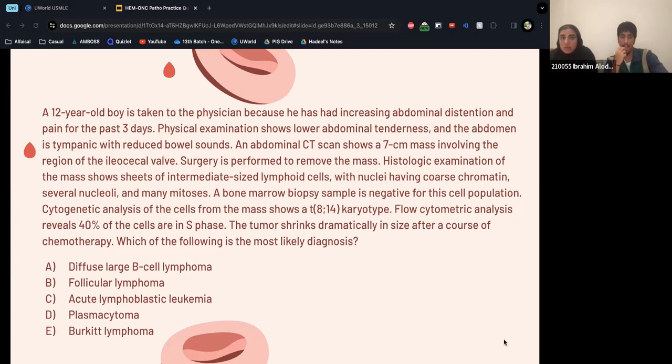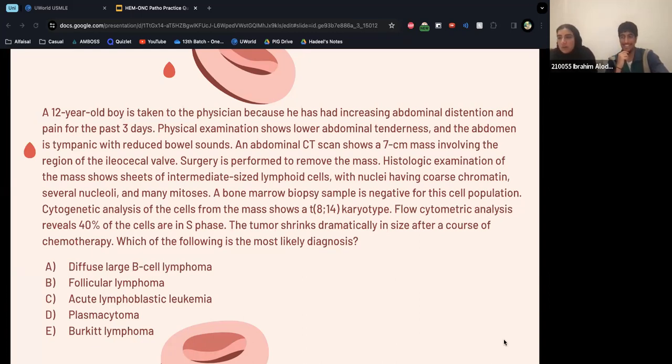Histologic examination of the mass shows sheets of intermediate-sized lymphoid cells, with nuclei having coarse chromatin, several nucleoli, and many mitoses. A bone marrow biopsy sample is negative for the cell population. Cytogenetic analysis shows a t(8;14) karyotype. Flow cytometric analysis reveals 40% of the cells are in S phase. The tumor shrinks dramatically in size after a course of chemotherapy. Which of the following is the most likely diagnosis?